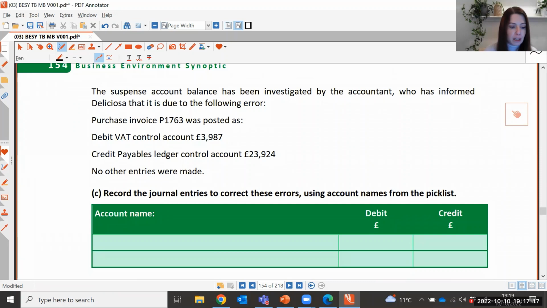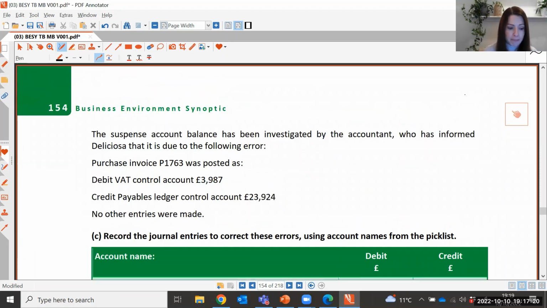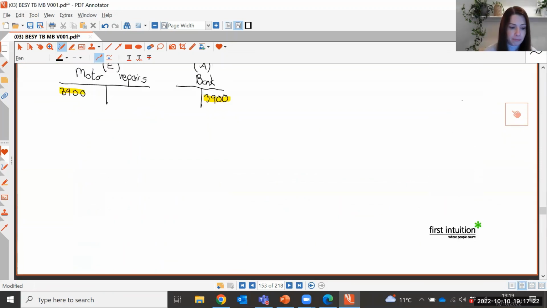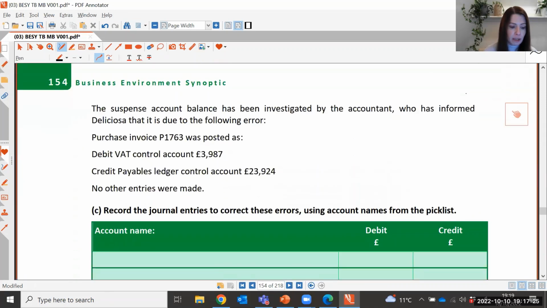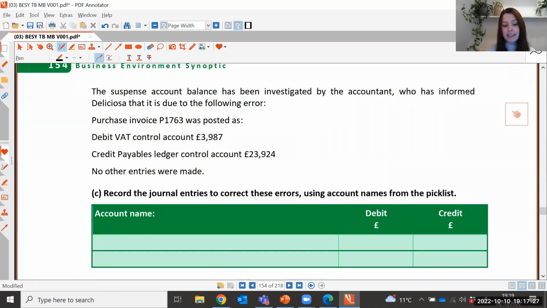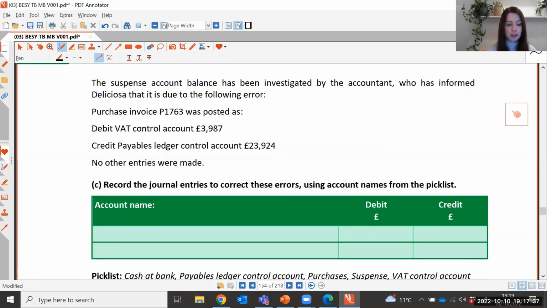Okay, so moving on. So part B. The suspense account balance has been investigated by the accountant who has informed Deliciosa that it is due to the following error. So purchase invoice P1763 was posted as a debit to the VAT control account. And let's draw out some T accounts. So we've posted the VAT as a debit, 3987. A credit to the payables ledger control account.